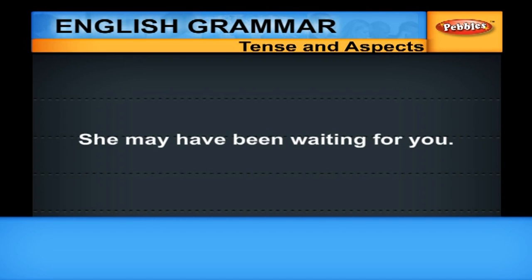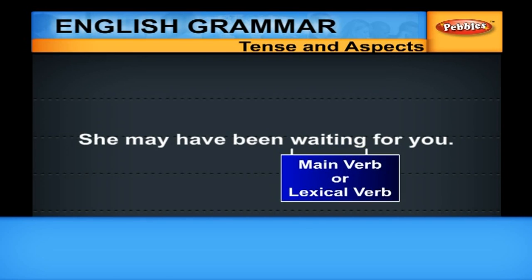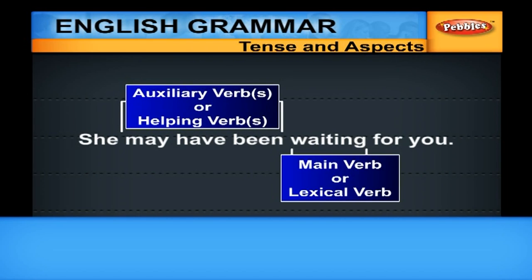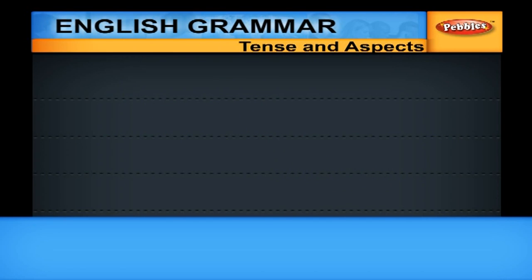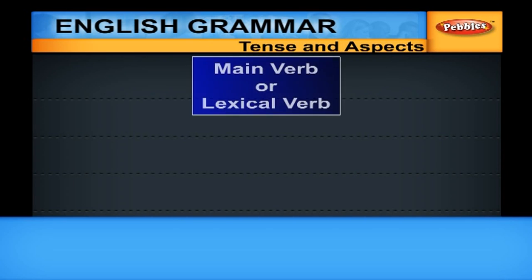It is by a combination of main verbs and helping verbs that we are able to generate complicated verbal structures. A verb is classified into 2 types: main verb or lexical verb, and auxiliary verb or helping verb. Now, what are the main verbs? This is what we call a verbal paradigm or a verbal structure.